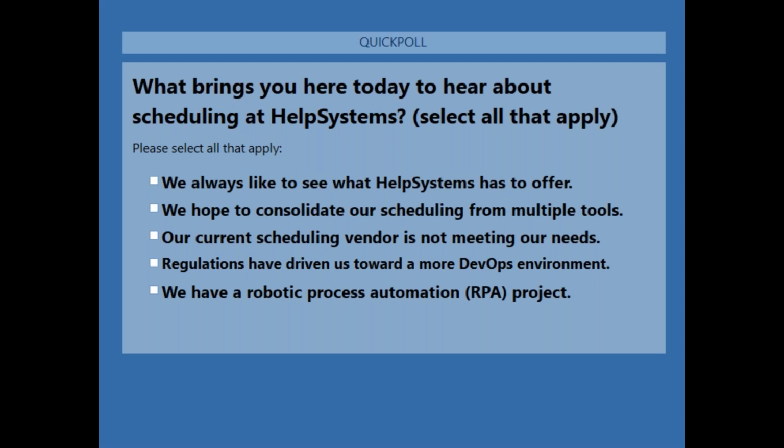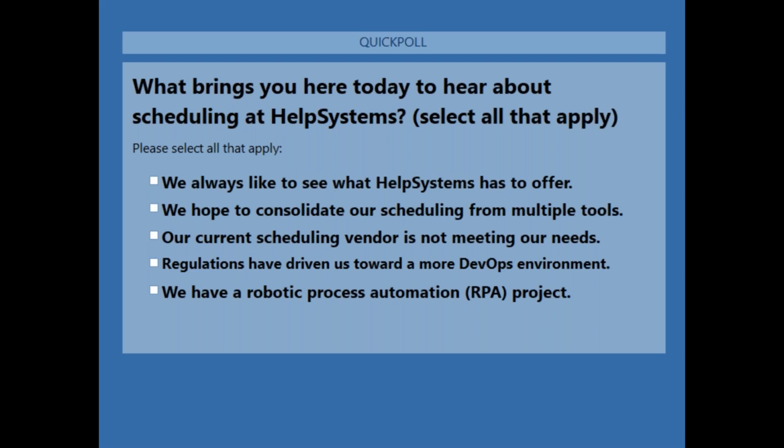So maybe you're somebody who has some built-in scheduling like in Cron or Windows Task Scheduler, some of those tools. Our current scheduling vendor is not meeting our needs. Certainly the world evolves, your technology evolves, and now you need to reach from IBM I to Unix, or from Unix, Linux, and Windows, or you have servers in the cloud.